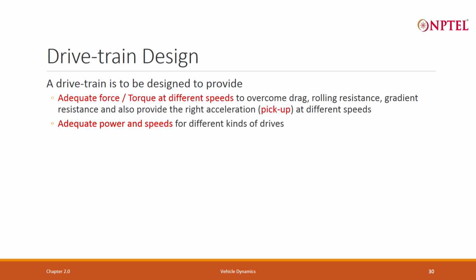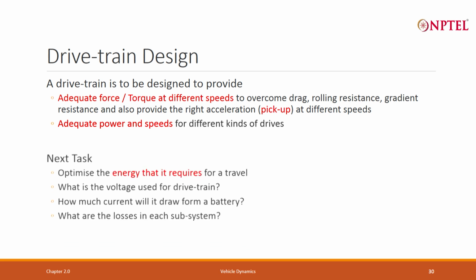Torque and power are two different things, they are related to force. The force is multiplied by the wheel radius to give you torque, and force is multiplied by velocity to give you power. So, power and speed become very important. Torque is somewhat independent of speed for the different kinds of drive.